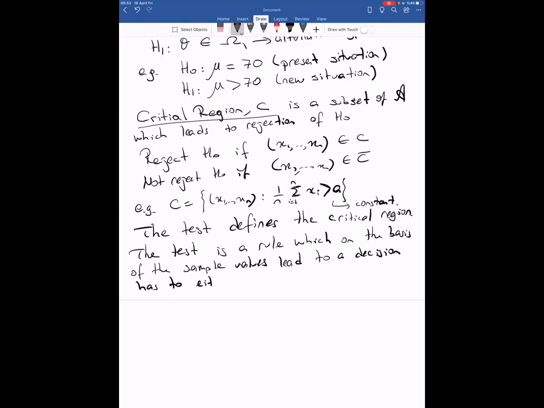As to either accept or reject H0. Usually we don't prefer to say "accept the null hypothesis" because it's a very strict rule.